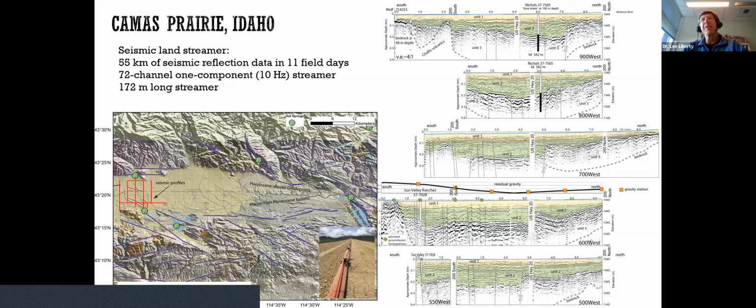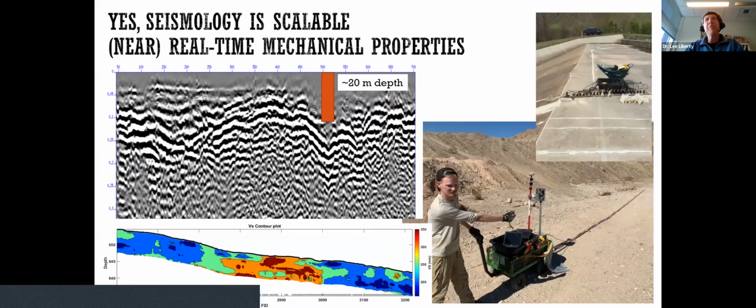I'm not going to talk about the interpretation here, but you can see lots of faults. This is about finding blind geothermal resources, but we get really high quality data. So we're getting close to what we can do with a marine setup on land. If you think of it, these land streamers are very similar to a marine seismic setup. And yes, seismology is scalable.